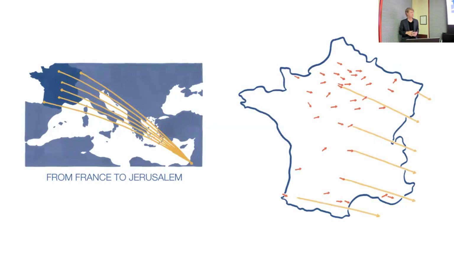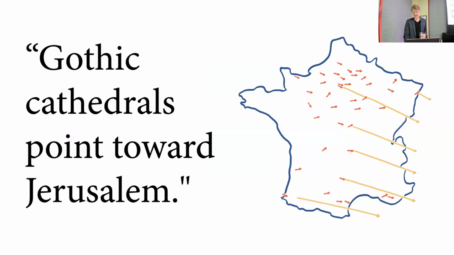this kind of map. And looking at this map, I look at all my little orange cathedrals and the big yellow arrows going to Jerusalem. And we ask our question. I don't think they're facing Jerusalem. Nope, I don't think so. And so what's going on?